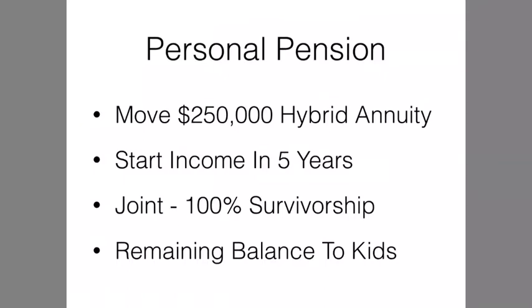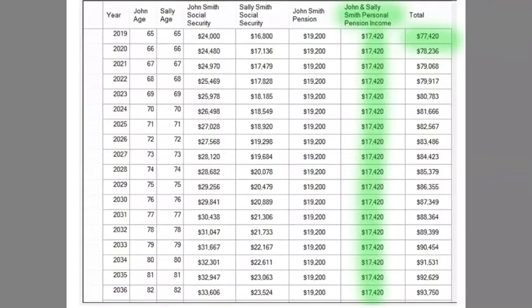So what they're doing is they're going to set up their personal pension, and they're going to move $250,000 into a hybrid annuity. They want to start the income in 5 years. They want the income to be joint, meaning there's 100% survivorship, so no matter how long either one of them is alive, they know that they have income for life. And then if there's a remaining balance when they both pass away, they want that balance to go to the kids. So now we've added another column onto their income assessment, which is John and Sally's personal pension income.